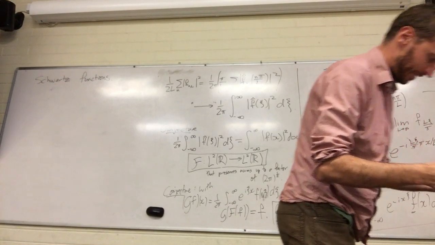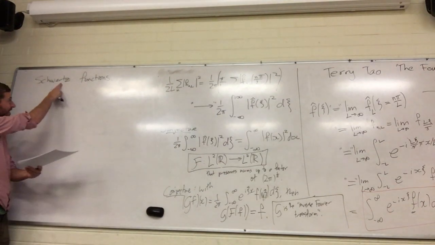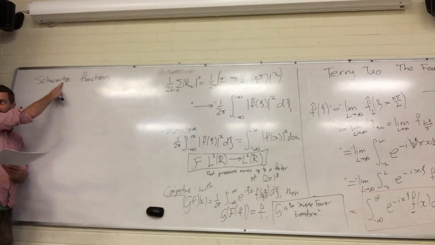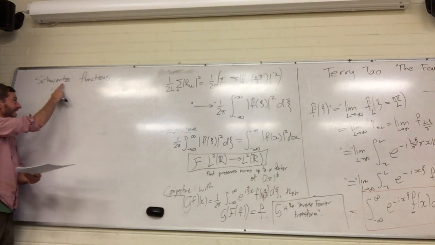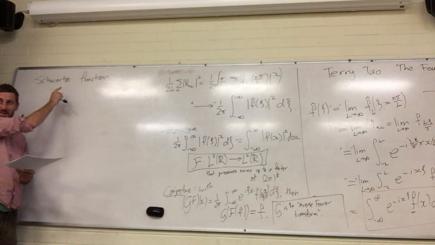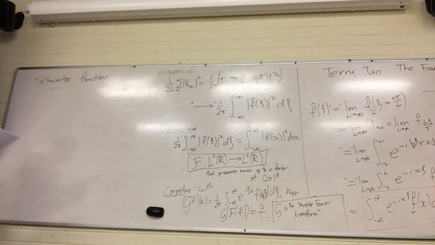I promise to forgive you if you promise to forgive me. There are two different Schwartzes here, the Schwartz functions and the Cauchy-Schwarz. This one's got a T, the other one doesn't. But let's cut each other some slack on that. I don't promise to put the T's in the right places.